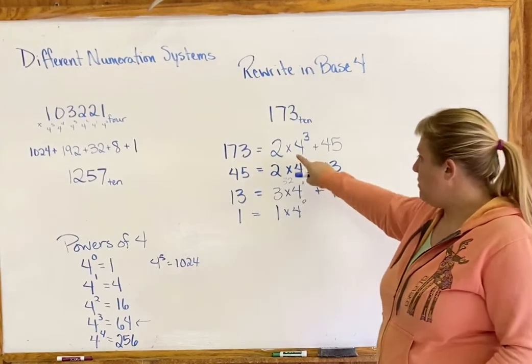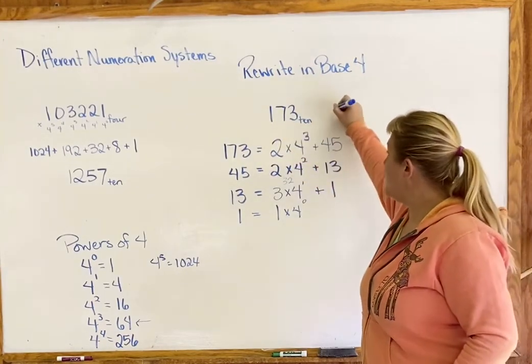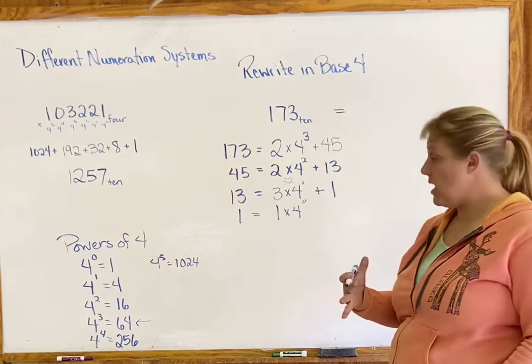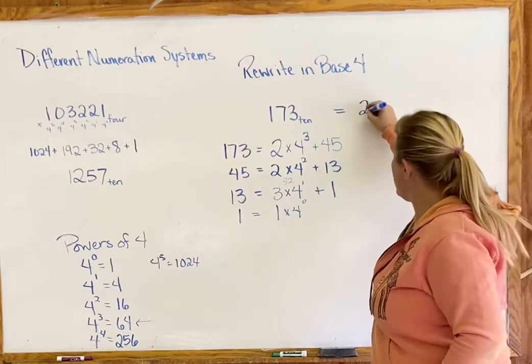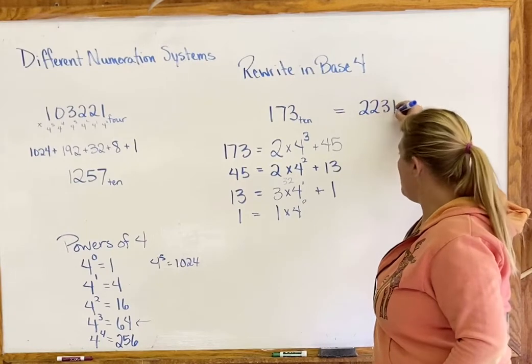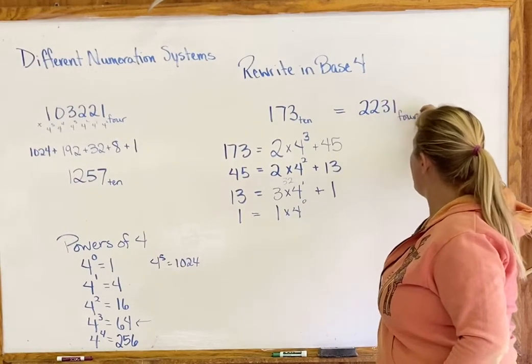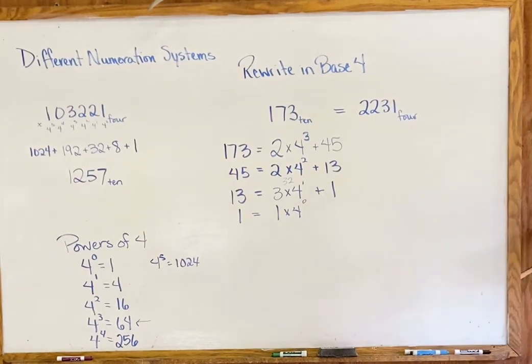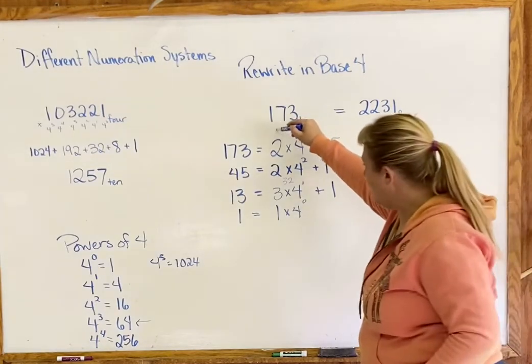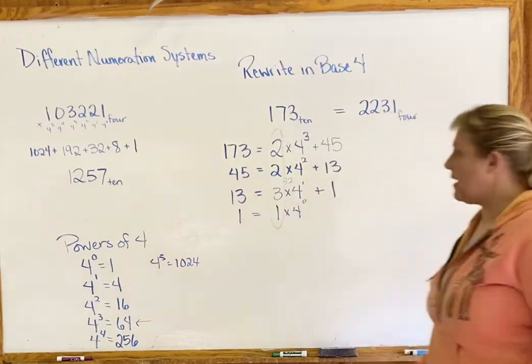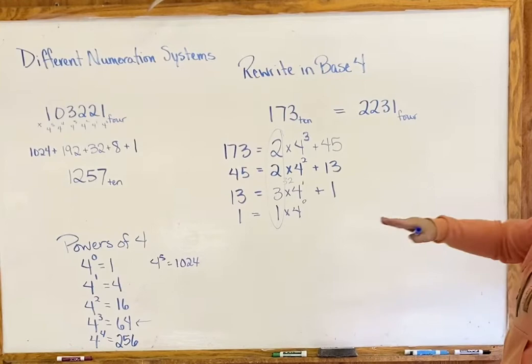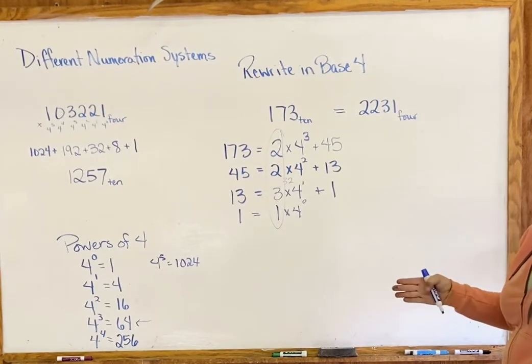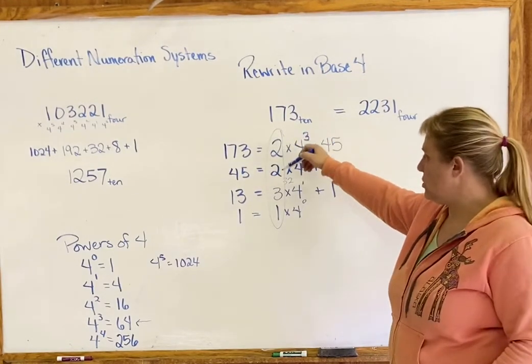So what we end up with is the number 173 in base 10 is actually the same as 2231 in base 4. And we got that by taking those numbers off of the front. So again, instead of horizontal, it's written vertical here, but that's all we're looking at: 2, 2, 3, 1.